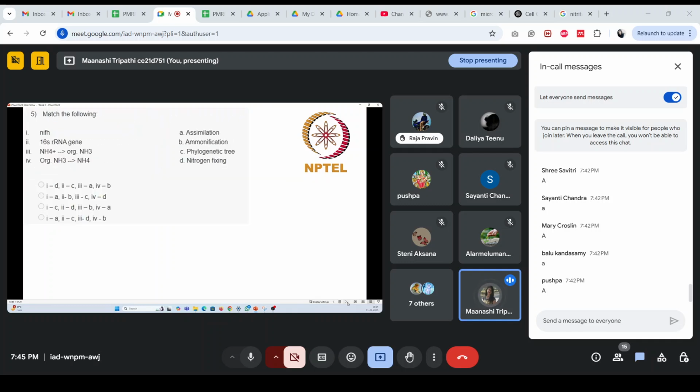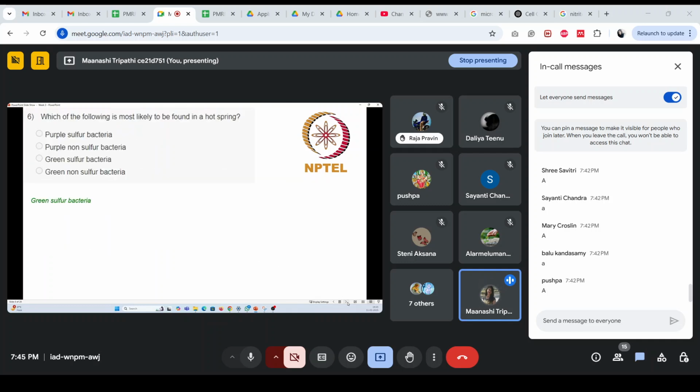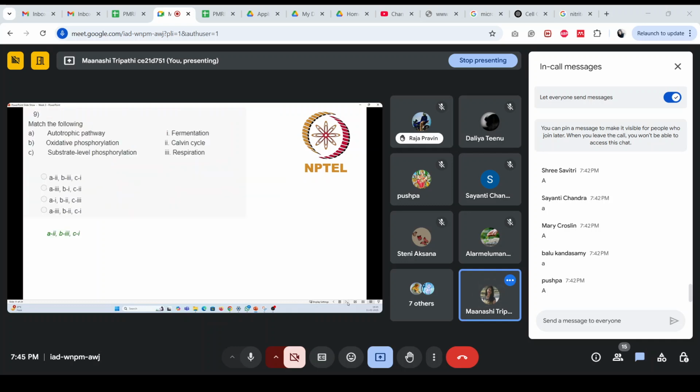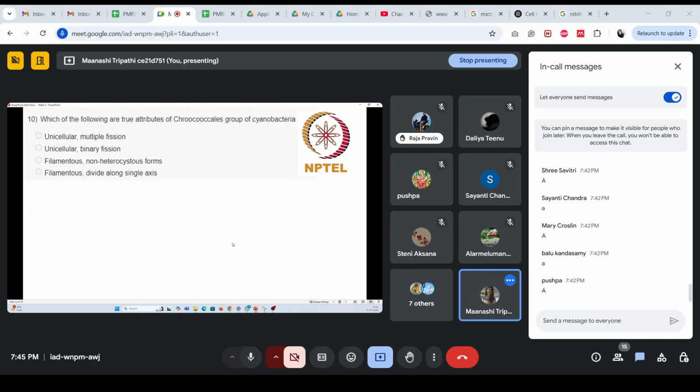That is question number 10. Which of the following are true attributes of the Chroococcus group of cyanobacteria? This is a memory based question. You need to jog your memory to solve such questions. It's a multiple choice question. Please take some time and solve this one. We are talking about cyanobacteria, one of the most primitive organisms.